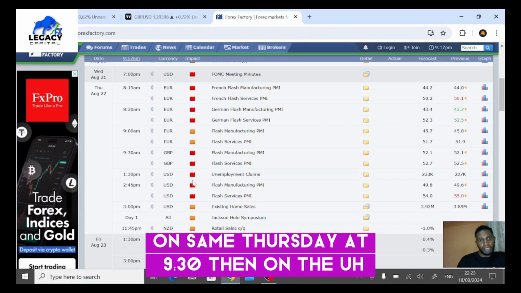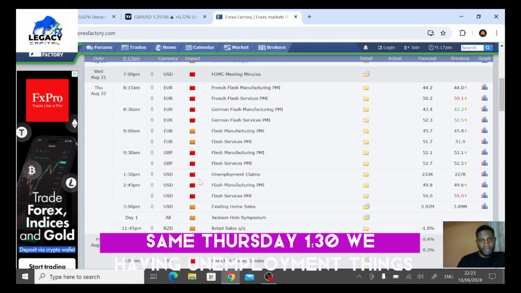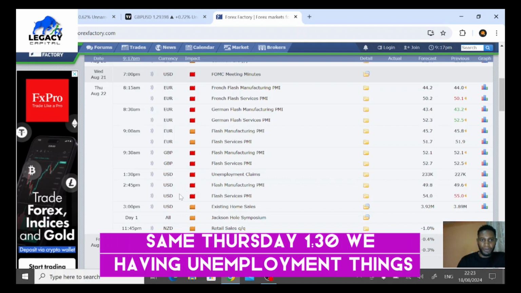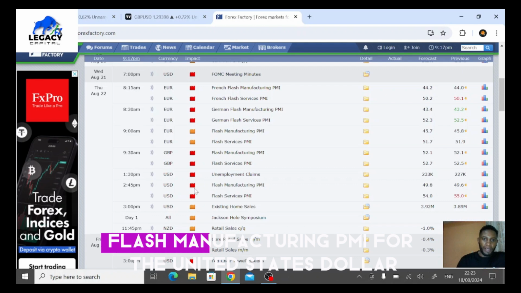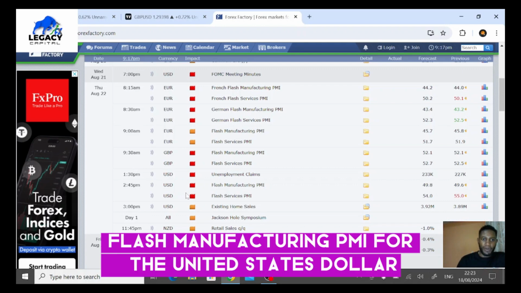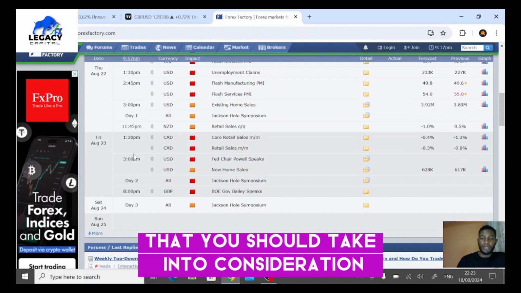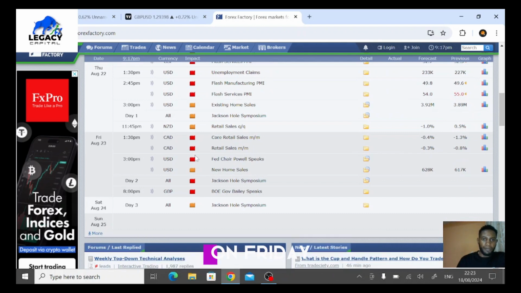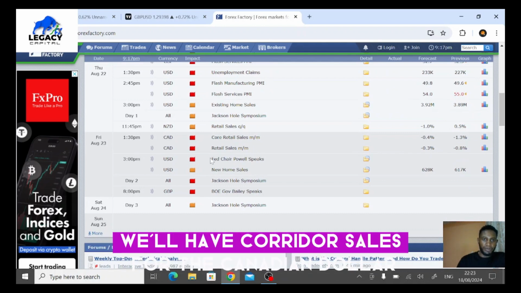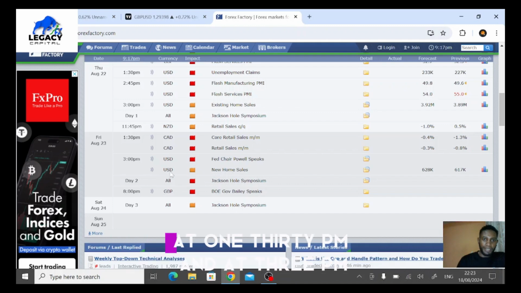Then on the same Thursday, 1:30, we're having unemployment claims. We'll have flash manufacturing PMI for the United States dollar. These are all fundamentals that you should take into consideration as you're trading the week. On Friday, we'll have core retail sales for the Canadian dollar at 1:30 p.m.